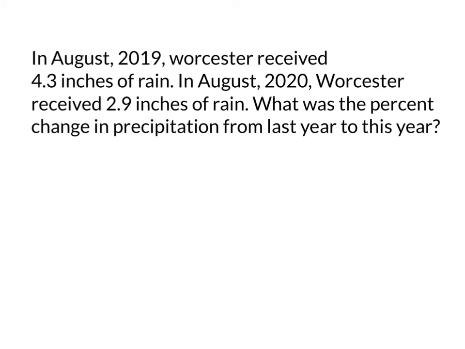So here's an example of where we might use something like percent change, that little formula. In August 2019, Worcester received 4.3 inches of rain. In August 2020, Worcester received 2.9 inches of rain. I made those numbers up. I have no idea how much rain we got this year. What was the percent of change in precipitation from last year to this year? So you hear these numbers on the news all the time, but they mean something. These percentages come from somewhere. And everybody's using the same kind of formula.